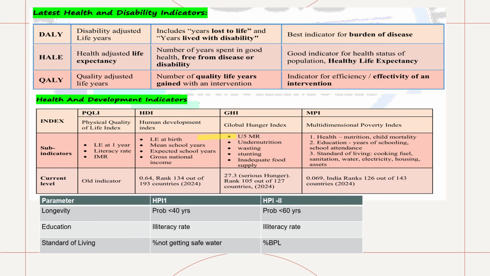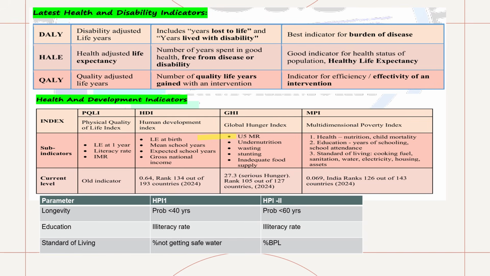So education is also there. Nutrition, child mortality is there, and certain standard of living. So MPI encompasses standard of living also, the environmental factor, social environmental factor also. So housing conditions like cooking, sanitation, water, electricity, housing, it takes into account. So coming to the current values, India HDI is 0.64, rank 134, GHI 27.3, serious hunger index, and MPI 0.069, again India rank 126 out of 143 in MPI.